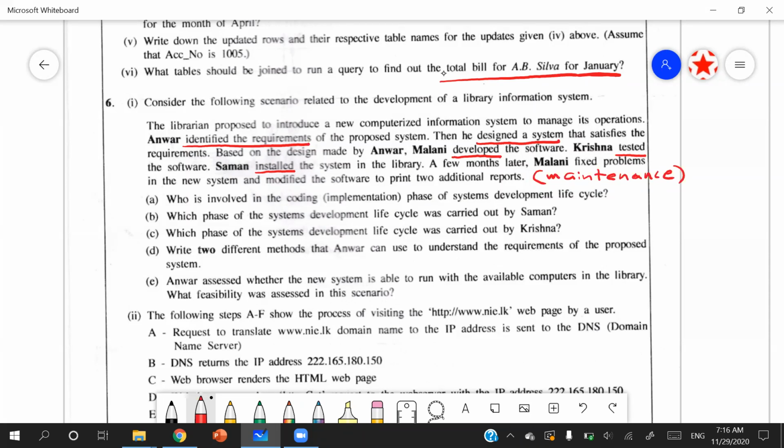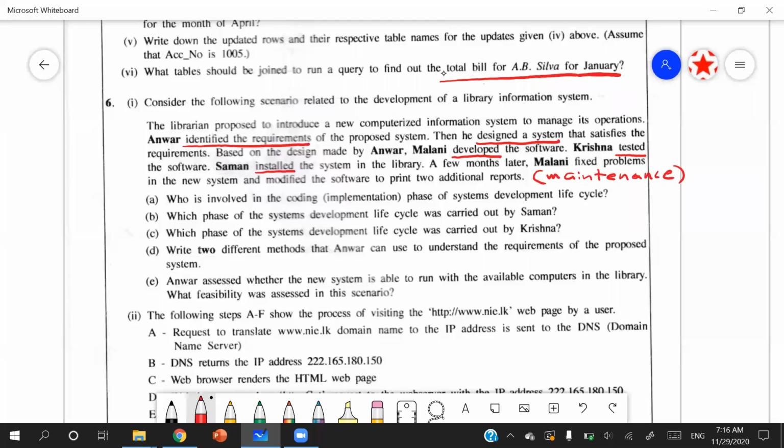And here, which phase of the system development life cycle was carried out by Saman? So you can say the deployment phase, right? In the C part, which phase of the system development life cycle was carried out by Krishna? Krishna is the testing phase, right?